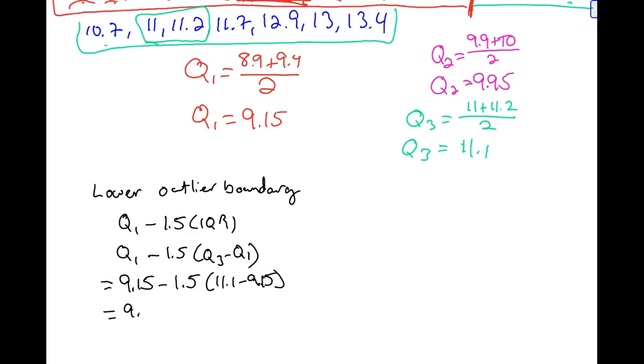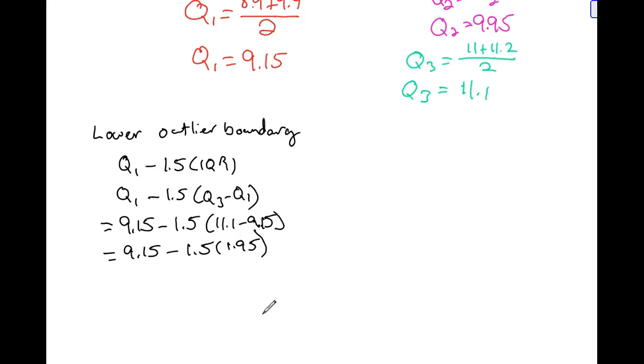And so I get 9.15 minus 1.5 times 1.95. If I do that multiplication, I get 9.15 minus 2.925. So that gives me 6.225 as my lower boundary.